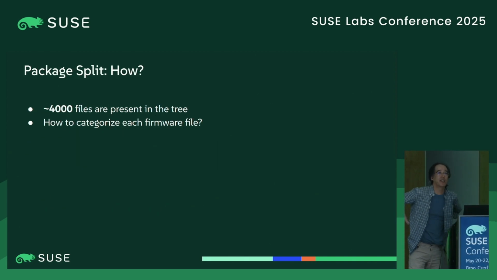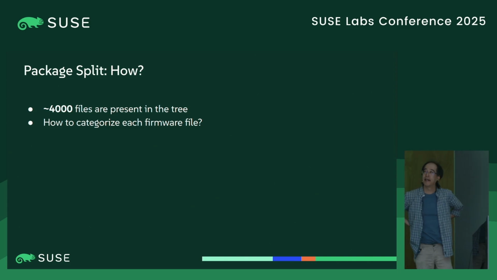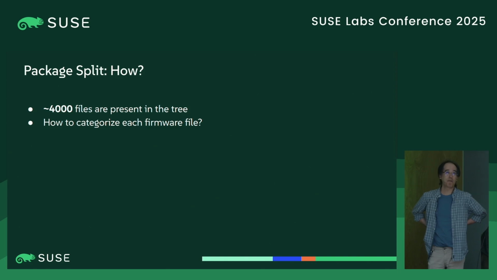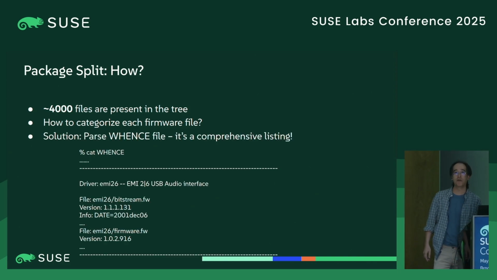But a second point of the splitting, that was not so trivial, unfortunately. In the current situation, roughly speaking, about 4,000 files are included in the Linux firmware Git tree, and how to categorize those into separate packages. So my solution was to take a look at the WHENCE file.